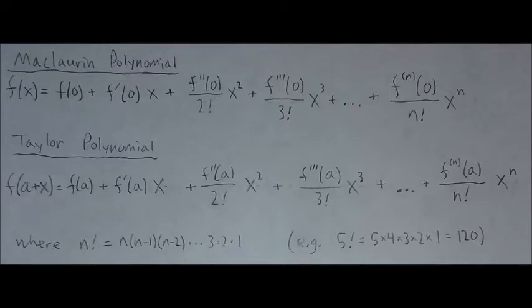The Taylor polynomial is very similar to the Maclaurin polynomial, except it is centered about a instead of 0. We say that the Taylor polynomial is a more general representation. The Maclaurin polynomial is technically a specific case of the Taylor polynomial for which a is equal to 0, but we don't need to split hairs about that.